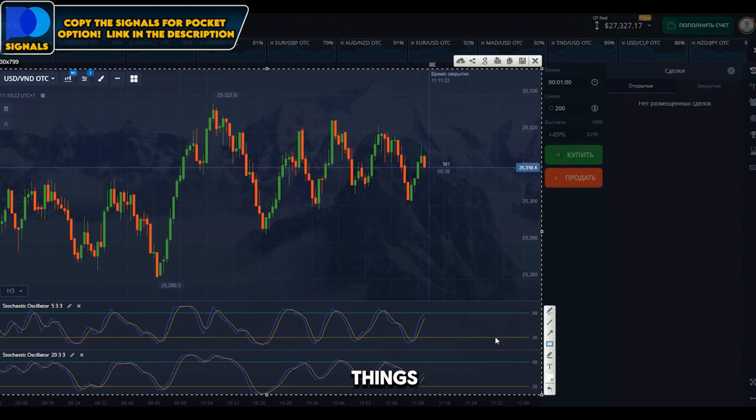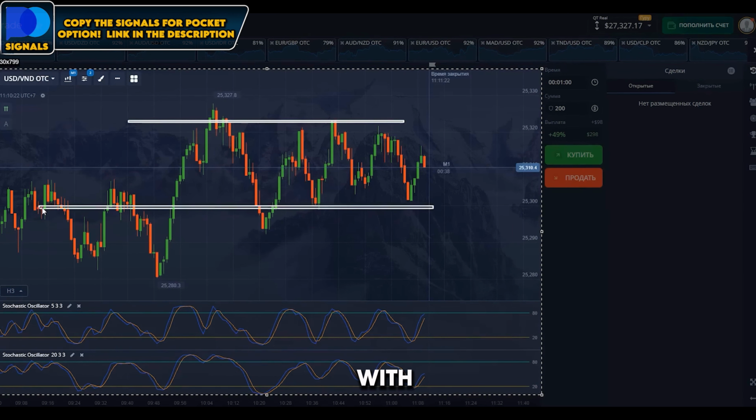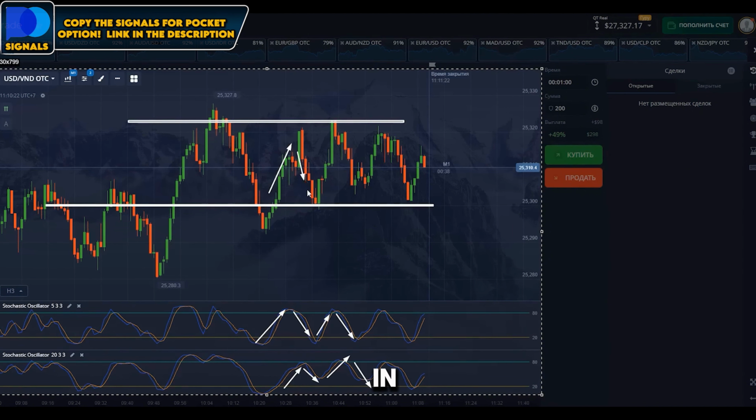Let's summarize and wrap things up. Signal similarity affects trade quality. Avoid trends. Sideways markets with effective signals boost success. If they're exactly identical, the success rate increases. The second thing to consider is the sideways market. The strategy doesn't work well in a trend.